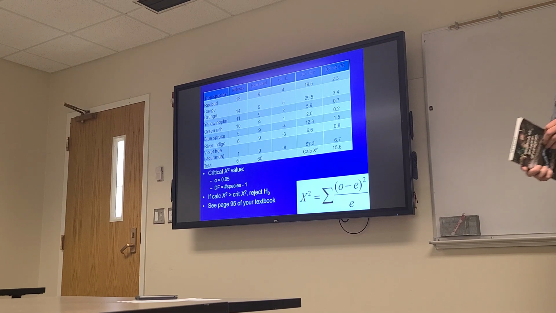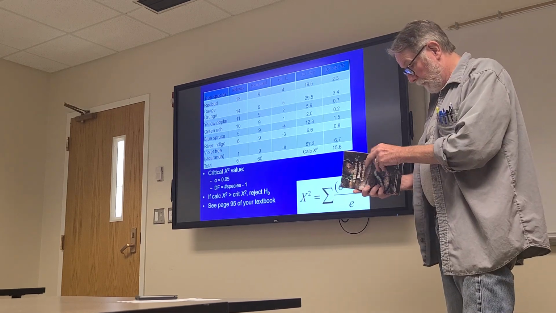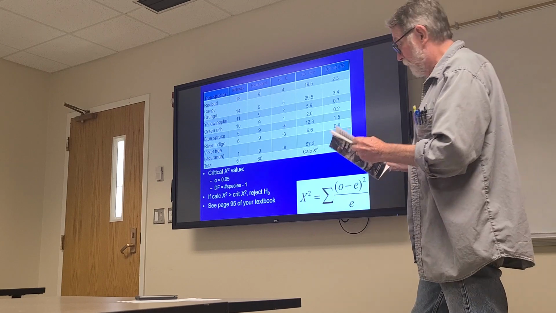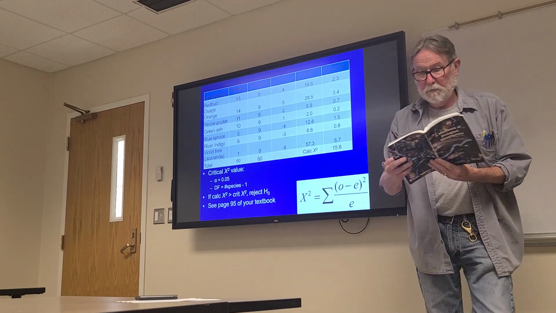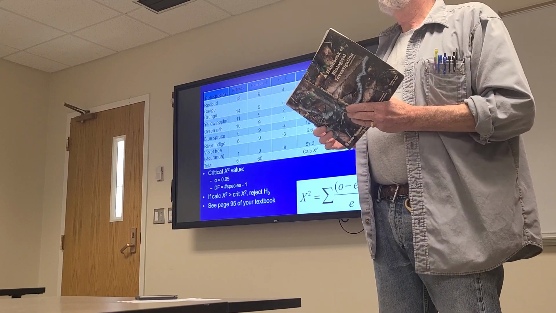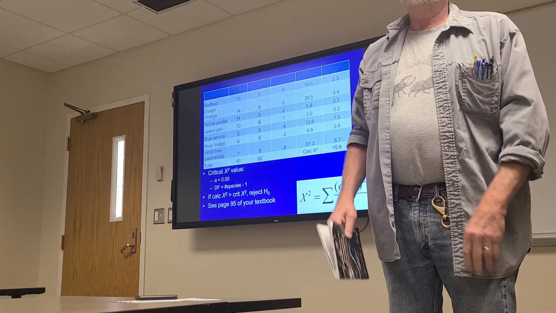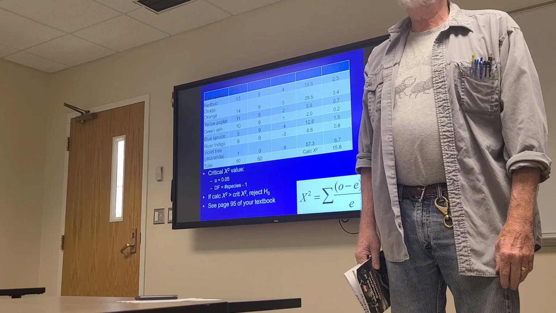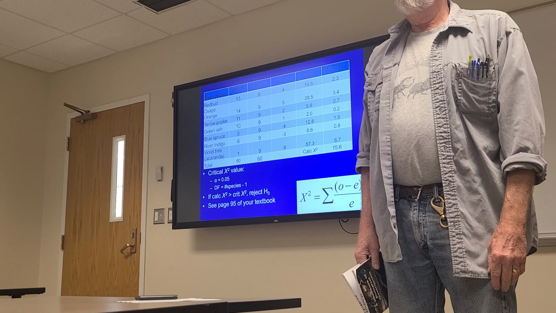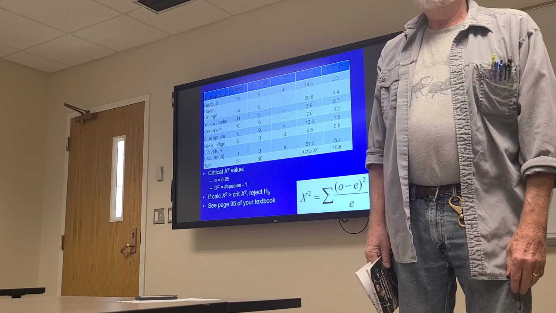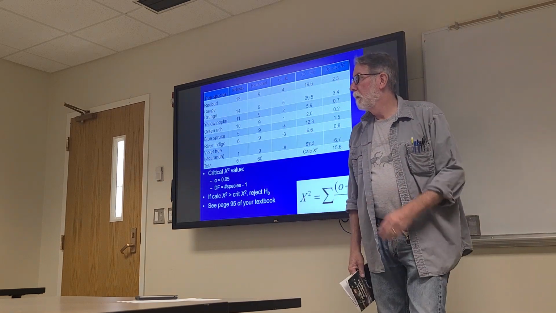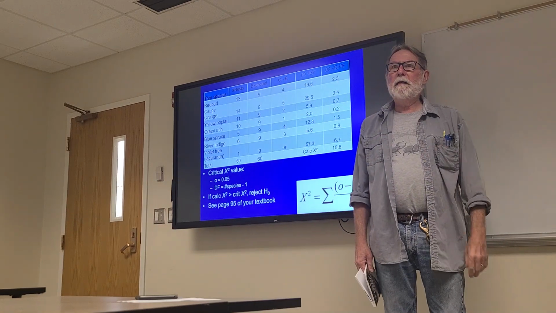Go to page 95 in your hymnals. What's the degrees of freedom? 6. What's the critical value? 12.6. Now what do you have? What did we just figure out? Critical value. What did it tell us? Okay, what does that mean?